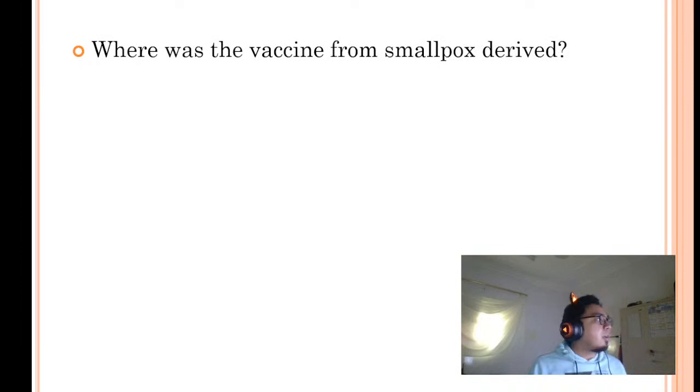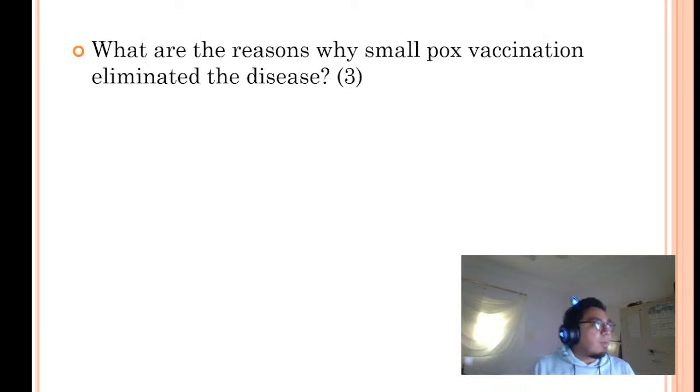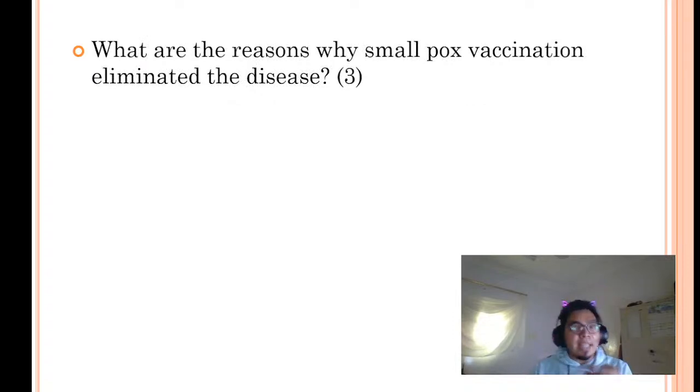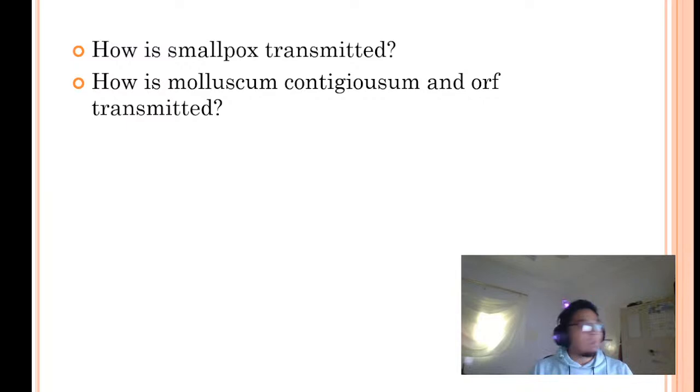It's still 1977. All right, where was the vaccine for smallpox derived? It was derived from the Vaccinia virus, which is cowpox. What are the reasons why smallpox vaccination eliminated the disease? Vaccination created solid and long-lasting immunity. There is no animal reservoir for smallpox, and the clinical presentation of smallpox is obvious. That's the reason why it was eradicated worldwide. Smallpox was very deadly before the time of Edward Jenner, so we have so much to be thankful for.